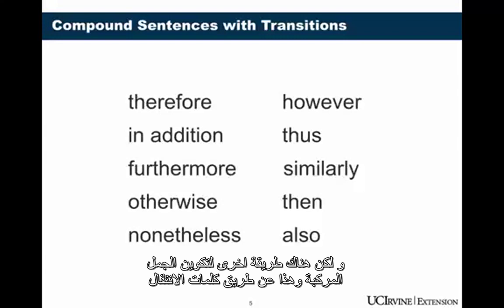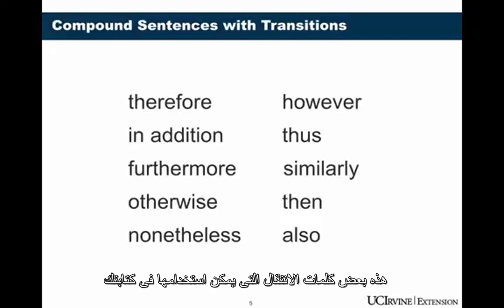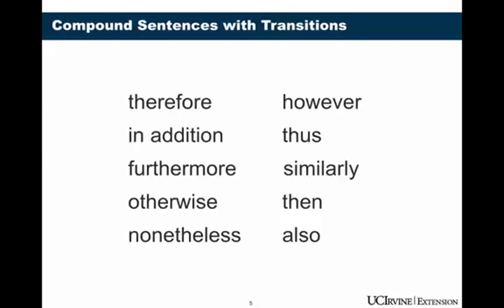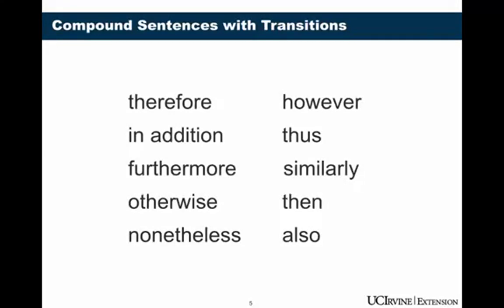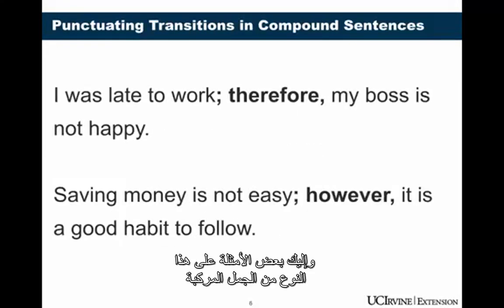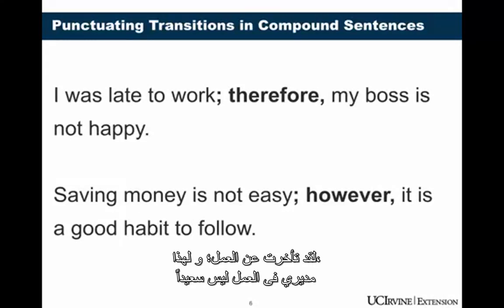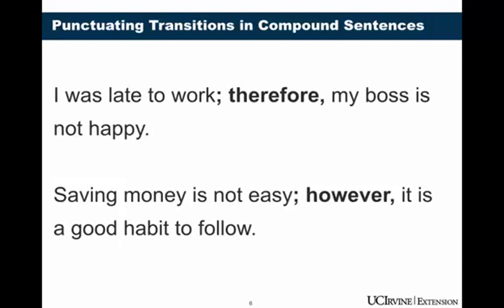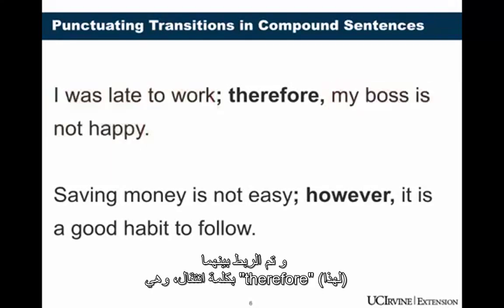But there's another way to make a compound sentence, and that's with transition words. These are just some of the transition words that you can use in your writing. You need to memorize these words because they are punctuated differently than the conjunctions. Here are some examples of this type of compound sentence. I was late to work; therefore, my boss is not happy. Again, I have two sentences, and I'm joining them with a transition word, therefore.